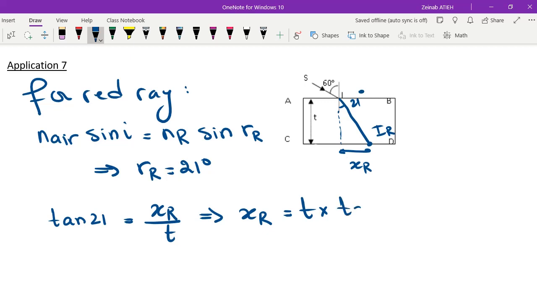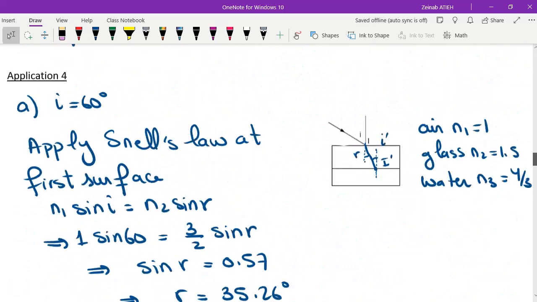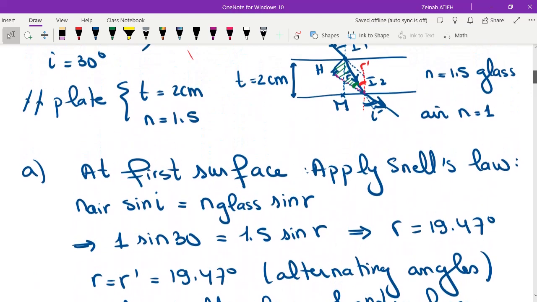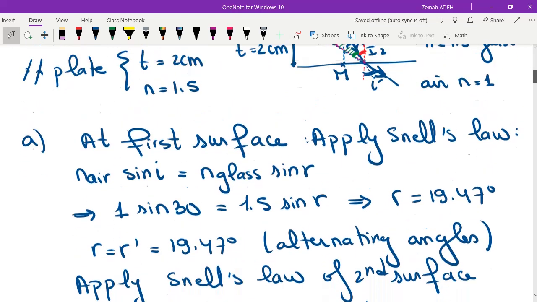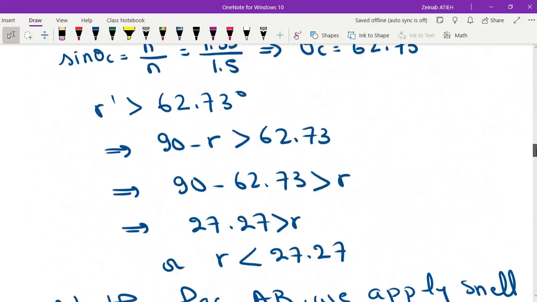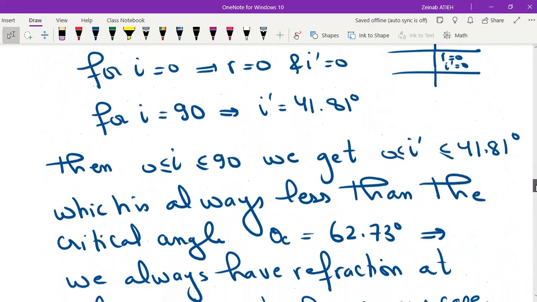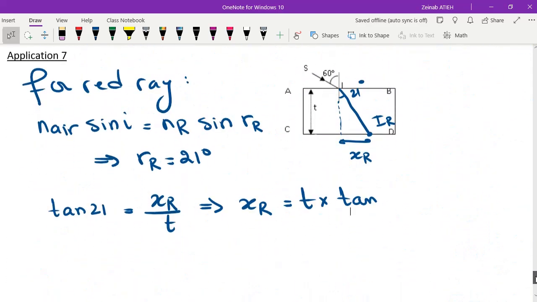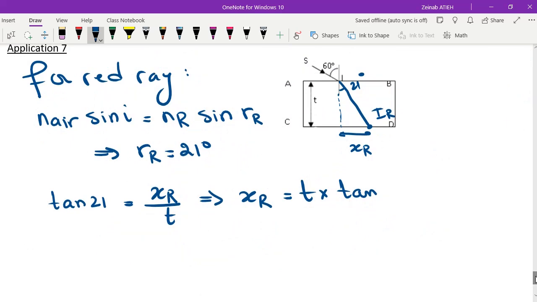Just like I did in the previous question when it asked me for the position of I2, where I searched for the distance MI2, this part. He was asking for the position of I2, so here I find the position of I_R. I'm searching for the same distance. There I called it M; here I've just called it X. So it's X_R, the distance from the perpendicular. Tangent 21, calculate that. You will get 4.6 centimeters. I've kept T in centimeters, so you will get X_R in centimeters.